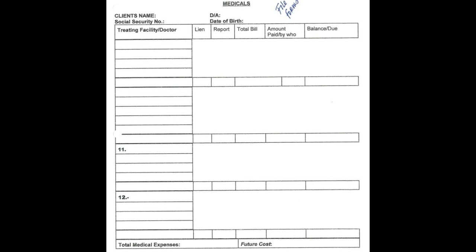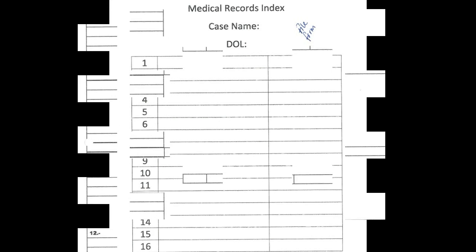Because if you know that you're working with a minimal policy of 15/30, you need to keep control of the billing because you don't want to end up with a case where all the money is going to go to the doctor and none to your client. So this is the reason why we have this form. And at the bottom, you're going to put the total medical expenses and if there is any future cost.